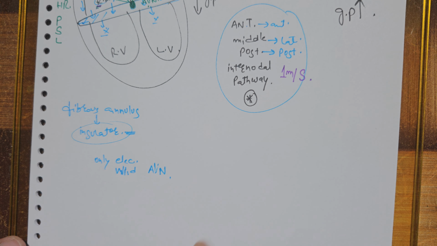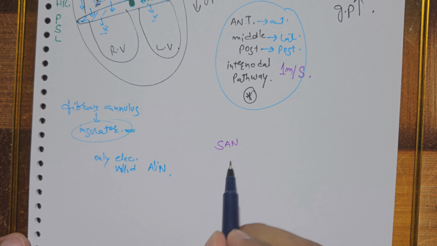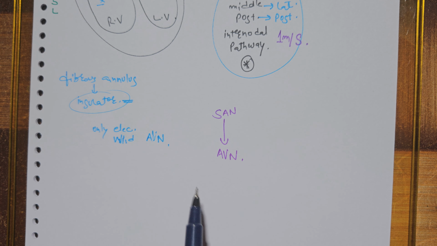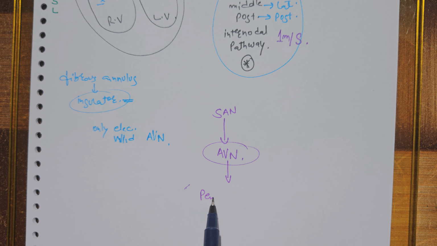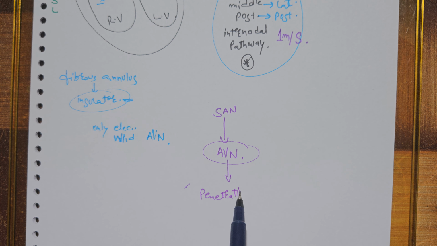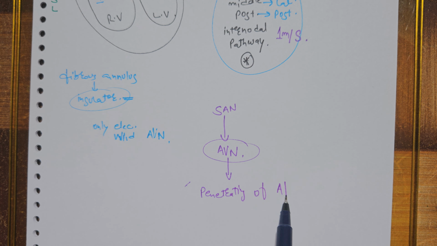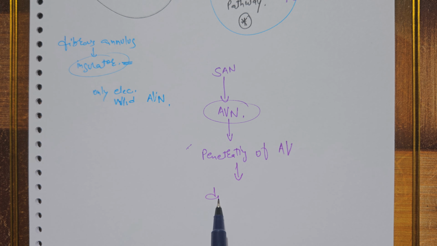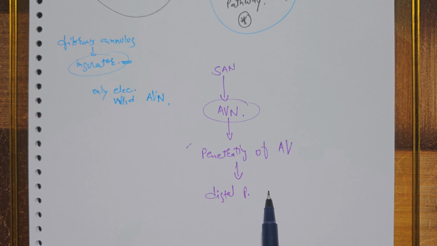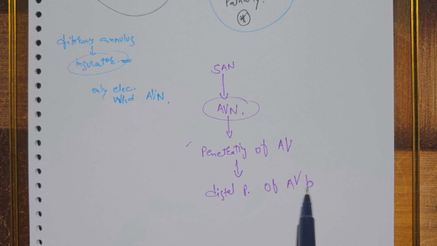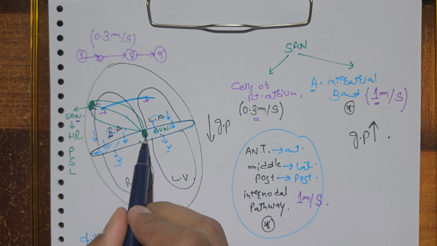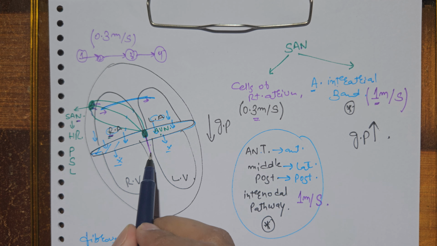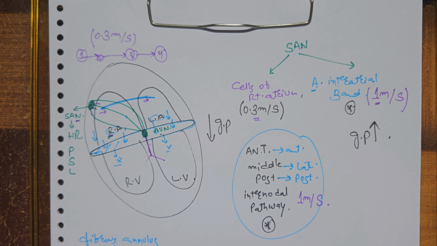So what did we study so far? We studied the impulses are generated in SA node. Through the SA node, they go to the AV node. Clear? And because it is the only electrical window, through AV node, it goes to the penetrating portion of AV bundle, and after that it goes to the distal portion of AV bundle, and then it goes to the ventricles. Here we have the penetrating portion of the AV bundle, then we have the distal portion of the AV bundle, then it goes to the ventricles.